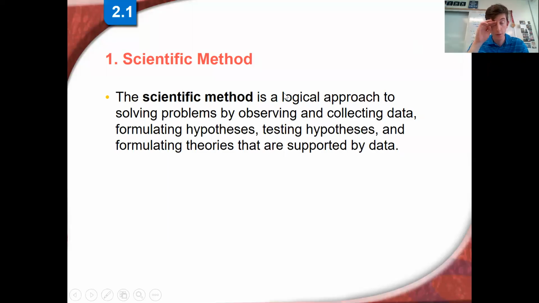All right, so here we are in Unit 2 now. We're going to start by talking a little bit about different terms in science. The first thing is the scientific method. The scientific method is a logical approach to solving problems.